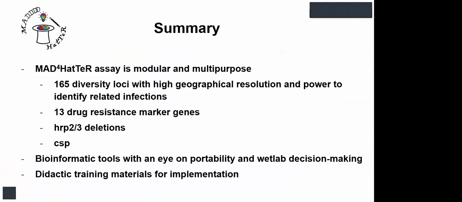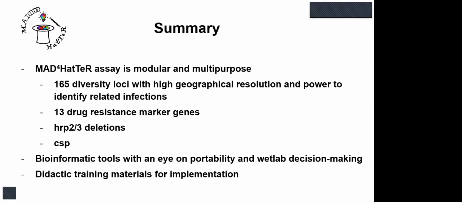So in summary, like I said, the panel is called the Mad Hatter panel, which is an assay which is modular and multi-purpose, targeting about 165 diverse loci with high geographical resolution and the power to identify related infections, targeting about 13 drug resistance marker genes, including K13 and the CRT and others. It targets the HRP2 and 3 deletions, which is the diagnostic resistance markers in most of the RDTs used across Africa and other countries, and also the CSP gene, which is mainly a target for vaccine.